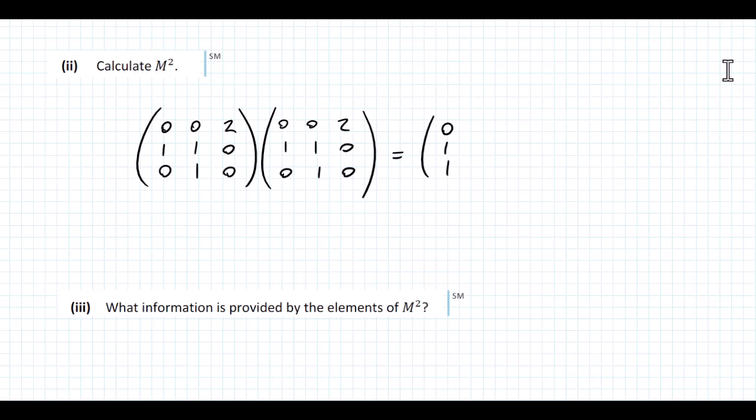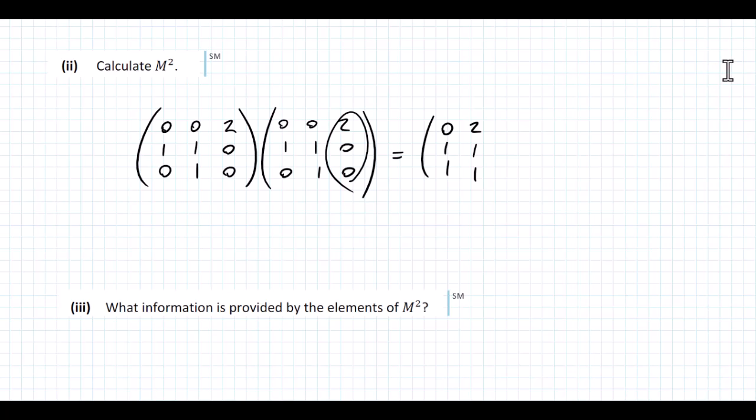We now start with this column here, so we go 0 times 0, 0 times 1, 2 times 1, so that's just going to give us 2 when we add those together. So 2 goes up here. Now we've got 1 times 0, 1 times 1, 0 times 1, that's just going to give us 1. We've got 0 times 0, 1 times 1, 0 times 1, that's 1.